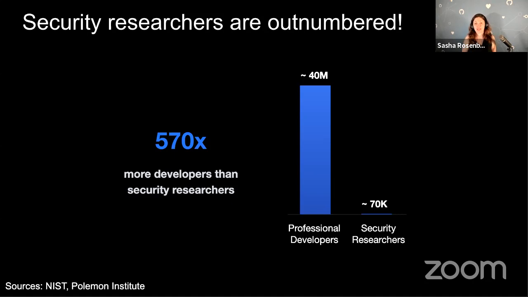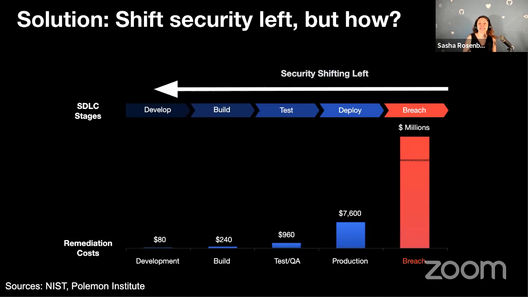The problem is that we have vastly more developers than security researchers. We have around 40 million estimated developers in the world and only 70,000 estimated security researchers. So we couldn't put a security researcher on every single repository and have them monitor every single code push that a developer does. In addition to that, if a breach happens, it can cost you millions of dollars. It's actually quite scary. Breach remediation is not something that you want to be a part of.